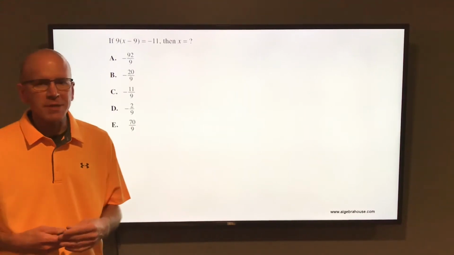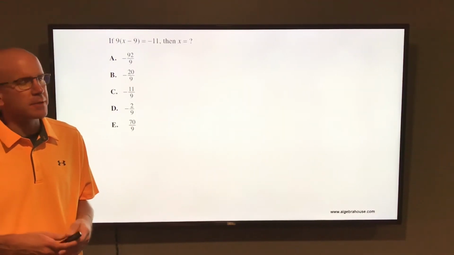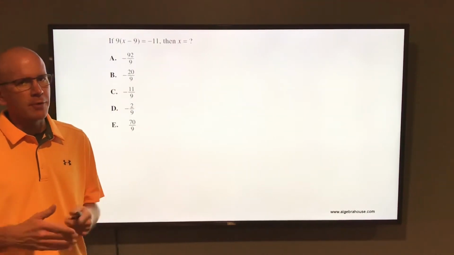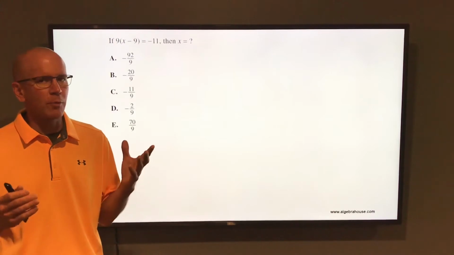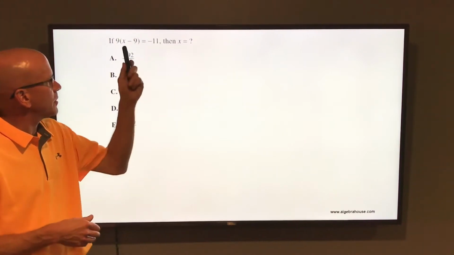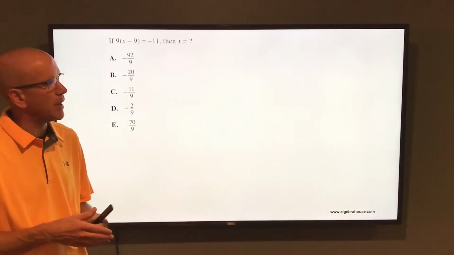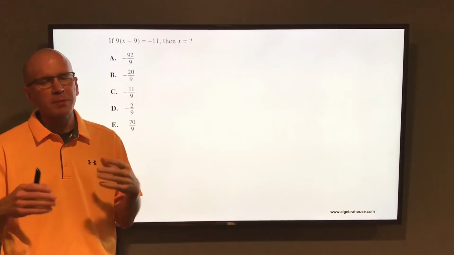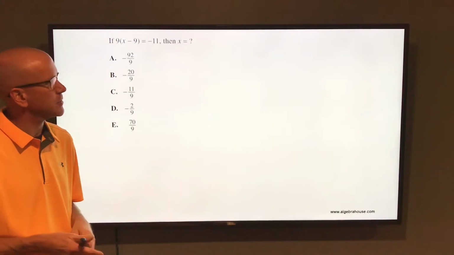Here you have a very easy ACT question. You surely wouldn't want to miss this one. What most people don't know is there's actually a couple ways to do this. The majority of people would say to use the distributive property first with the 9, but you could actually divide each side by 9, and you would have x minus 9 equals negative 11 over 9, but most people would want to stay away from that because of the fractions.